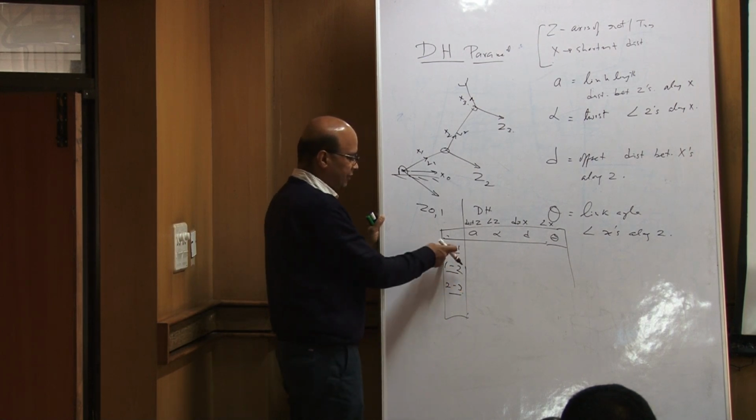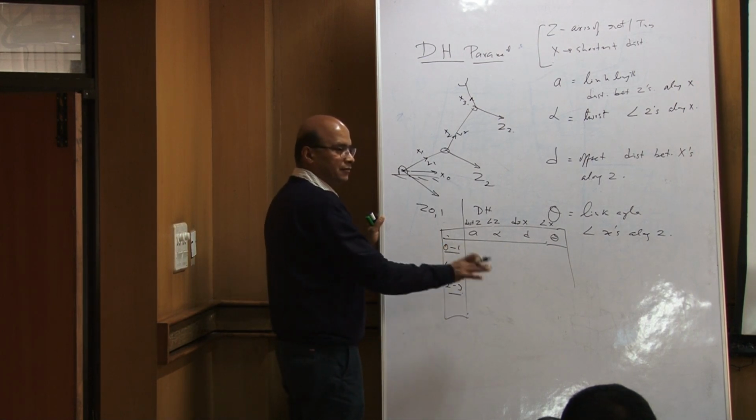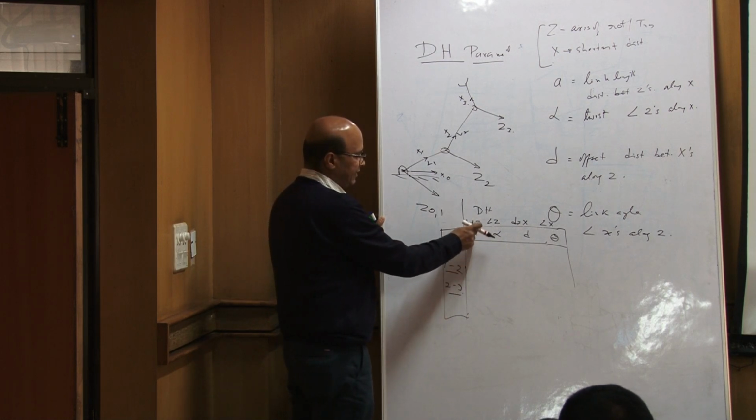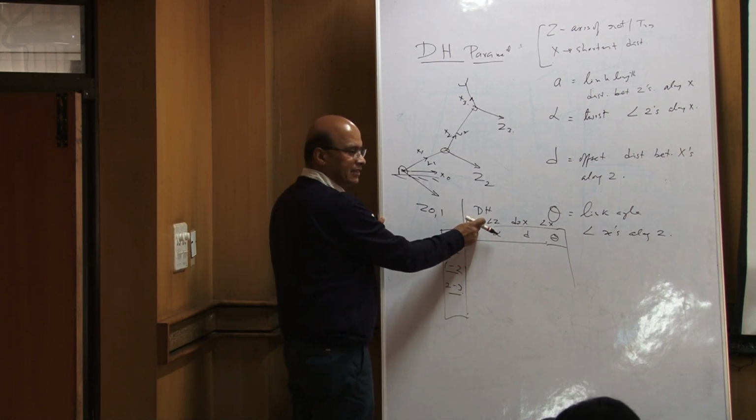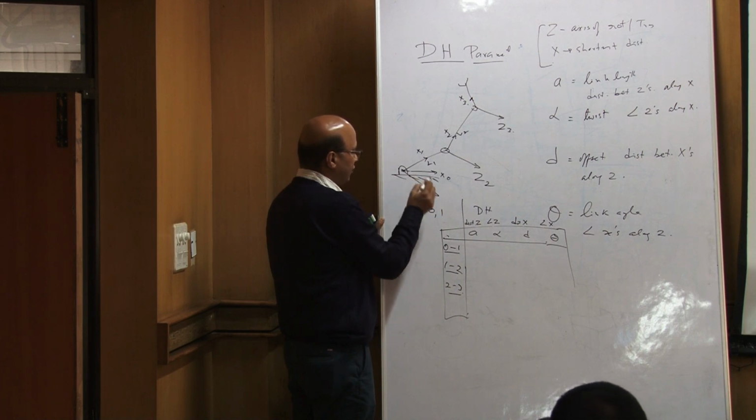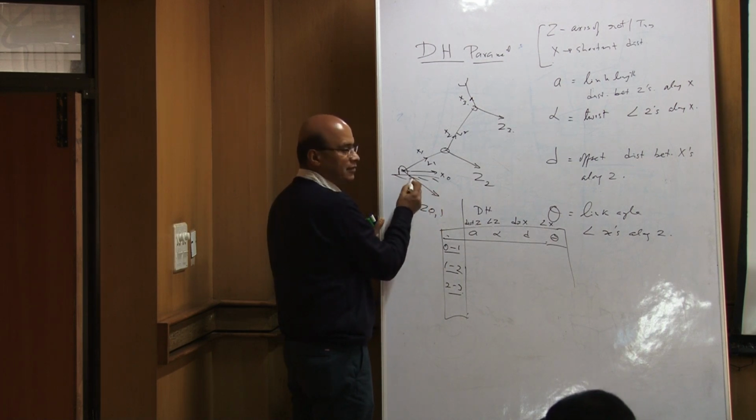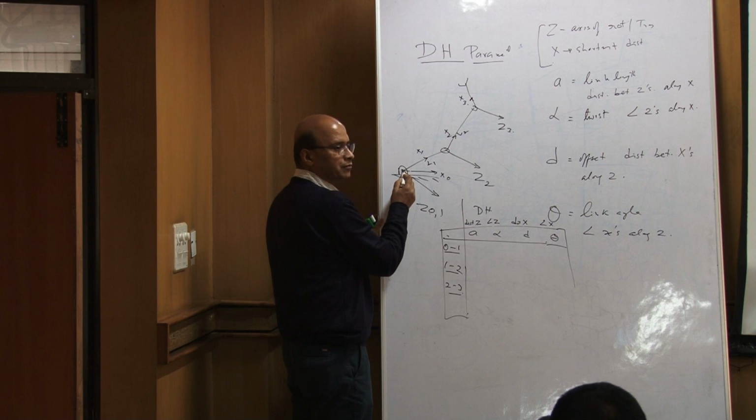So we always start with 0, then 1, then 1, 2, 2, 3, like that. The first one is A, the distance between the z axes. Now z0 and z1, where are z0 and z1? They are the same axis, so there is no distance between them. So it is 0.